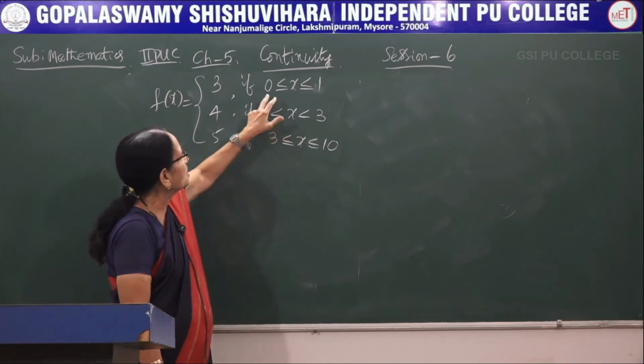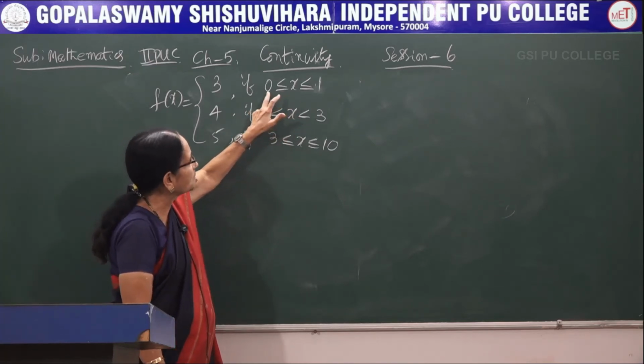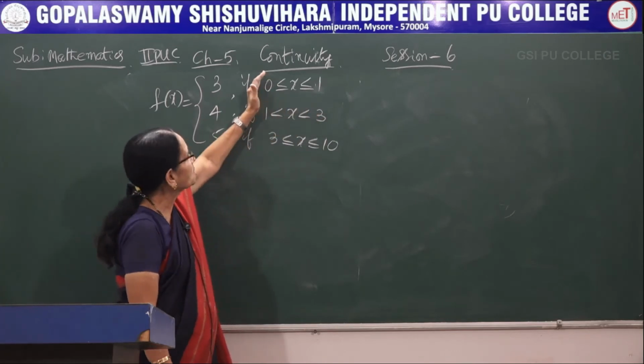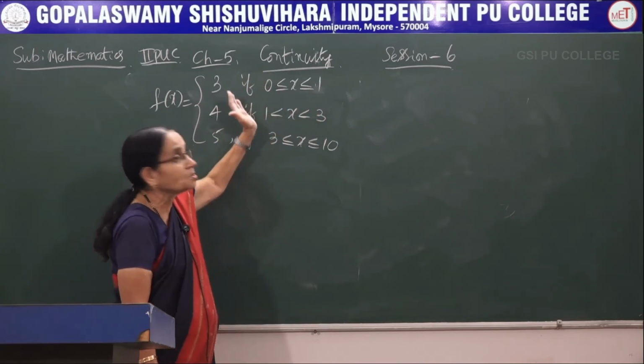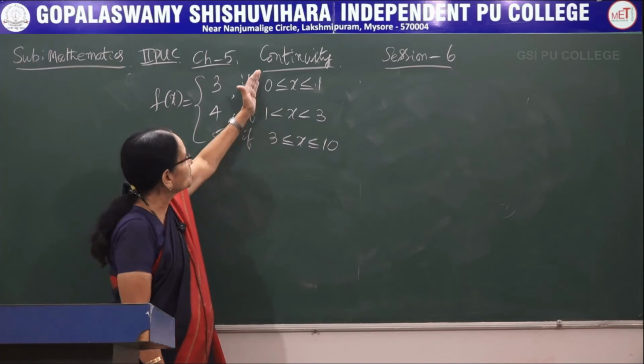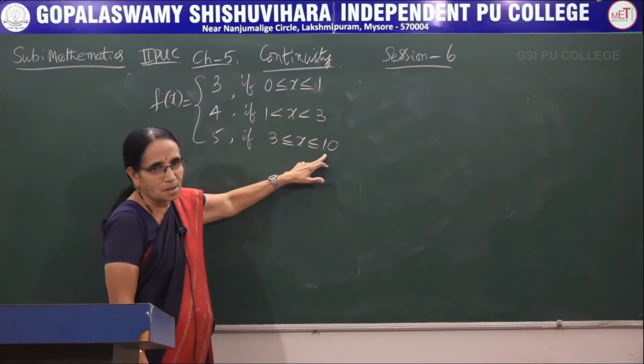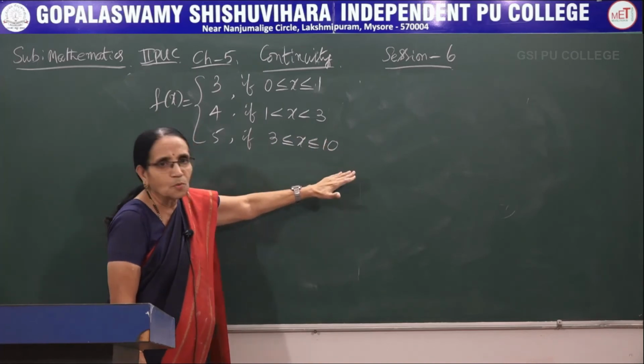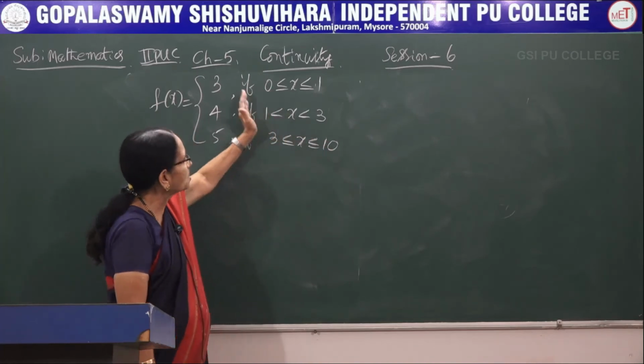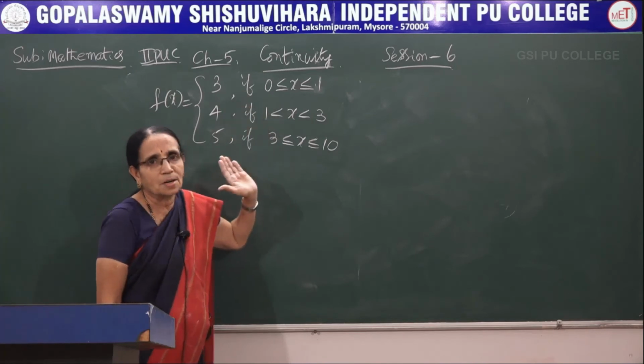Here you observe, for all x between 0 and 1, it cannot go below 0 here. So starting with 0, the function is defined here, and ending with 10 here. Beyond 10 we are not considering, and before 0 also we are not considering here.